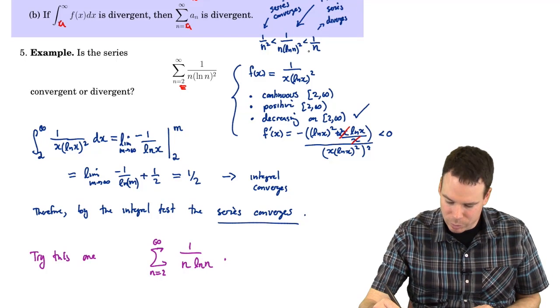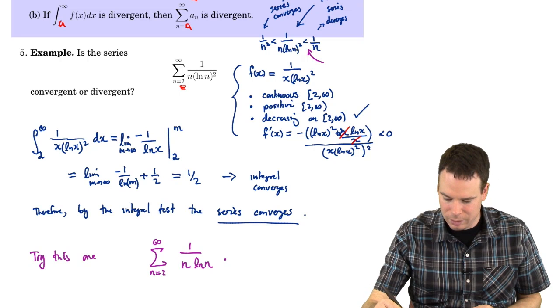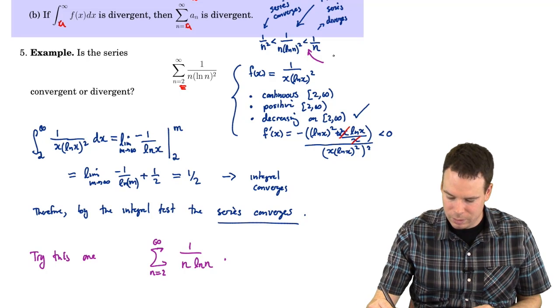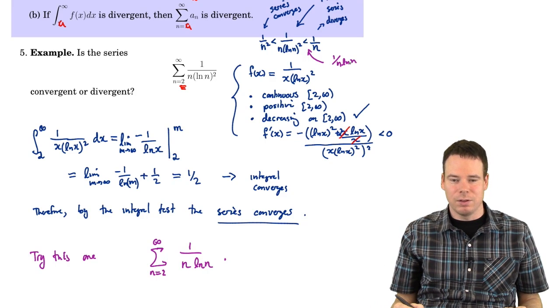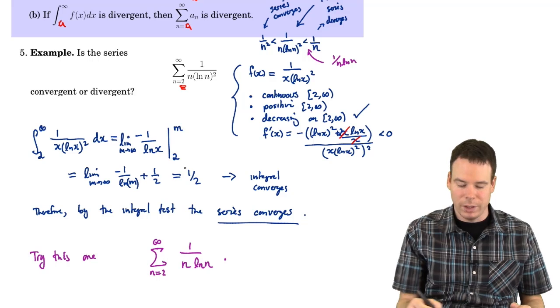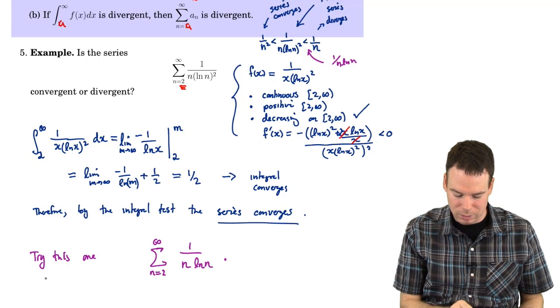That's going to sit somewhere right in here, between 1 over n ln of n squared and 1 over n. That's this 1 over n ln of n. And so there's a question: do those go to 0 fast enough to guarantee convergence? And you can, again, apply the same argument, do the comparison with the integral and see what happens. So try this one.